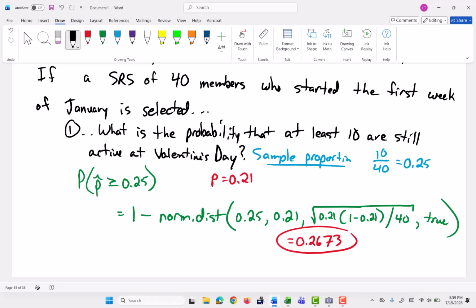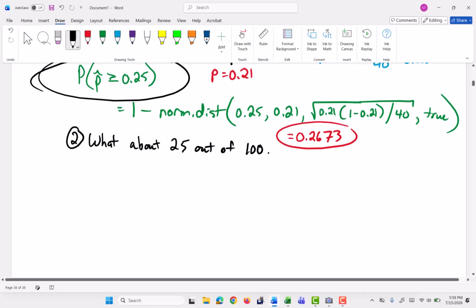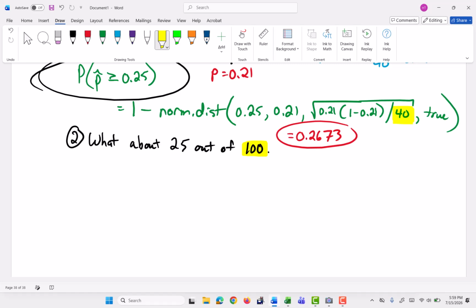if the sample size is 40. But what about if the random sample is 100 people? So that would be 25 out of 100. So this is still the probability that the sample proportion is greater than 0.25, because 25 out of 100 is still 25% or 0.25 proportion. What's going to change here is that this is going to become 100.